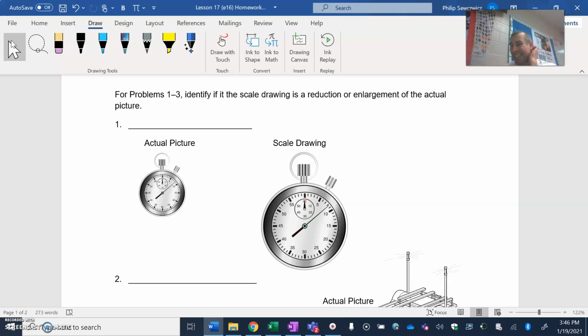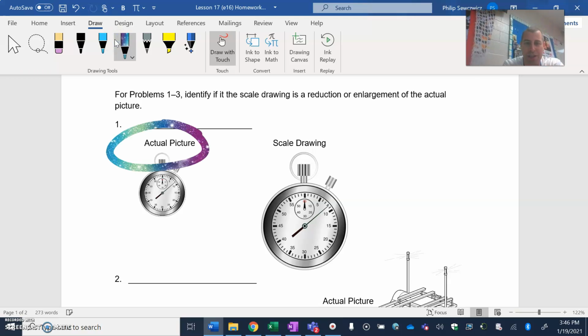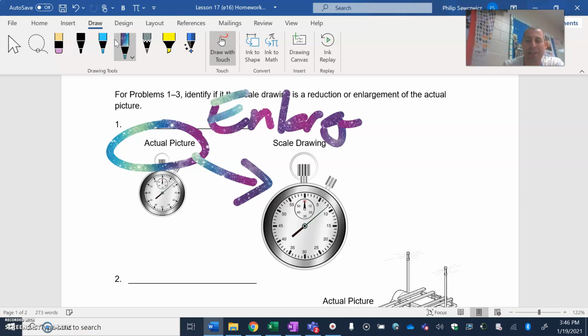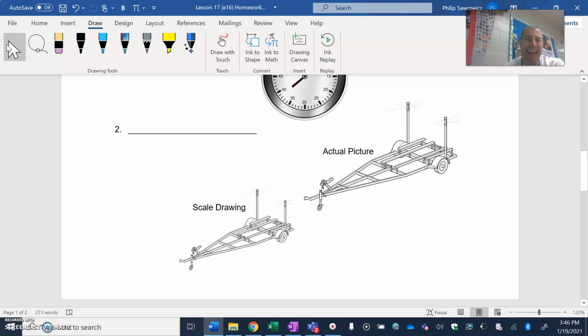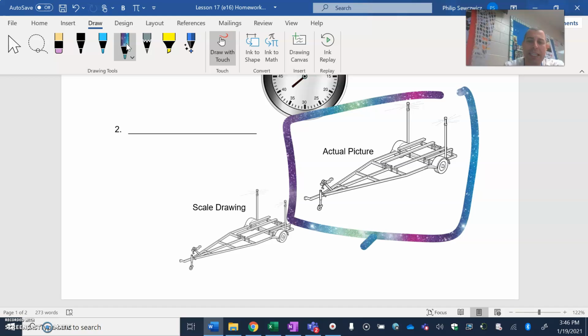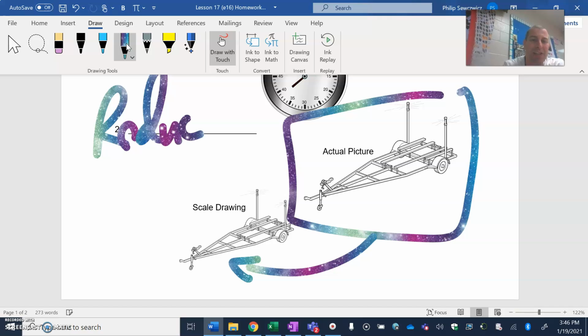So what they're asking us to figure out here is if the scale drawing is a reduction or an enlargement of the actual picture. So we're gonna start with the actual picture. All right. And if we notice here, to get to the scale drawing, it has gotten larger. So we are talking about an enlargement. All right. If we go on below here and we look at the actual picture that we are dealing with, there's your actual. You can see here we have gotten smaller. We are dealing with a reduction.